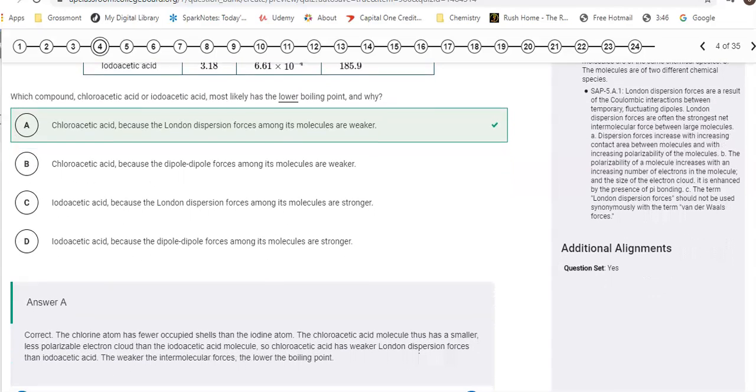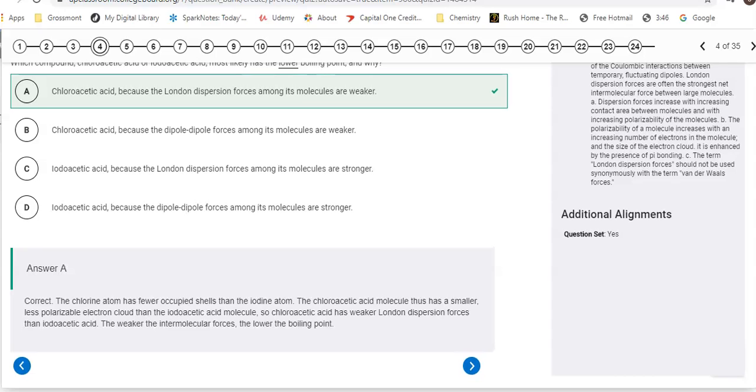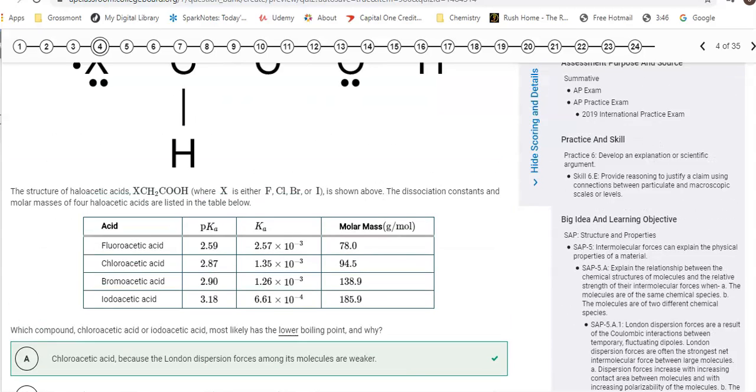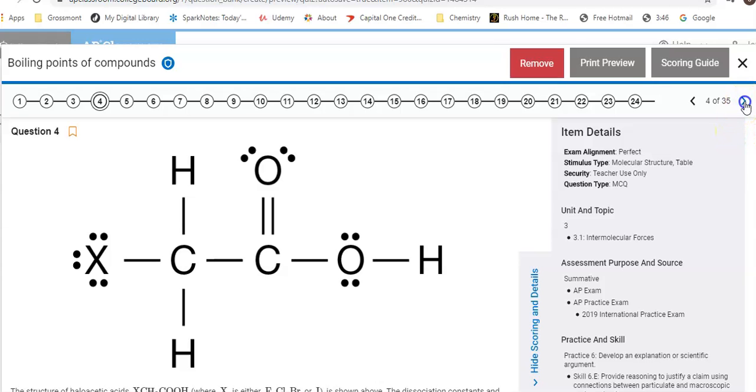Okay, so down here they actually give you an explanation. So chlorine atom has fewer occupied shells than iodine. Chloroacetic molecule thus has a smaller, less polarizable electron cloud. It's the idea, the more electrons, the more polarizable it is. The more electrons that can be pushed off to the side. Okay, so it has weaker London dispersion forces, and that gives it a lower boiling point. All right, we keep going.